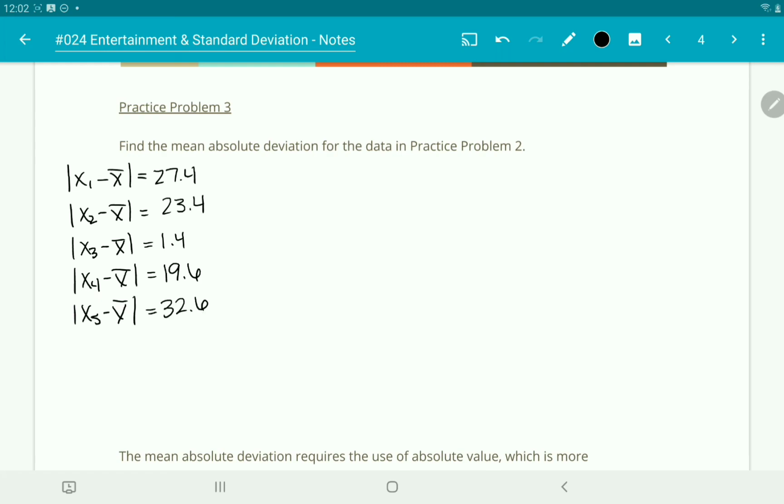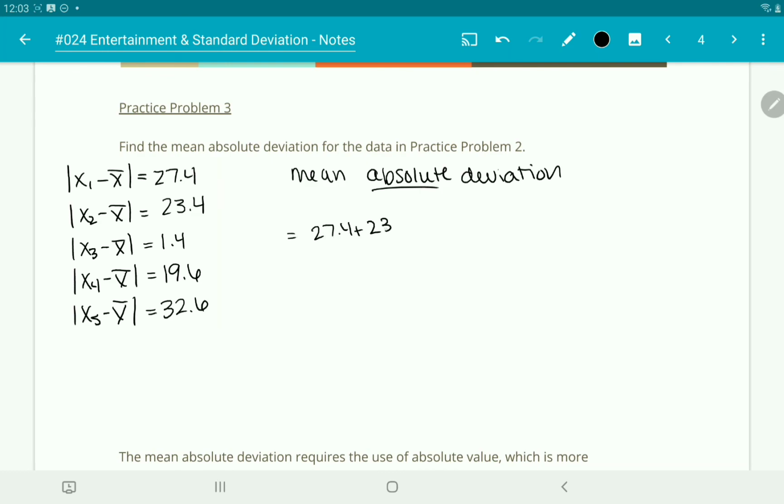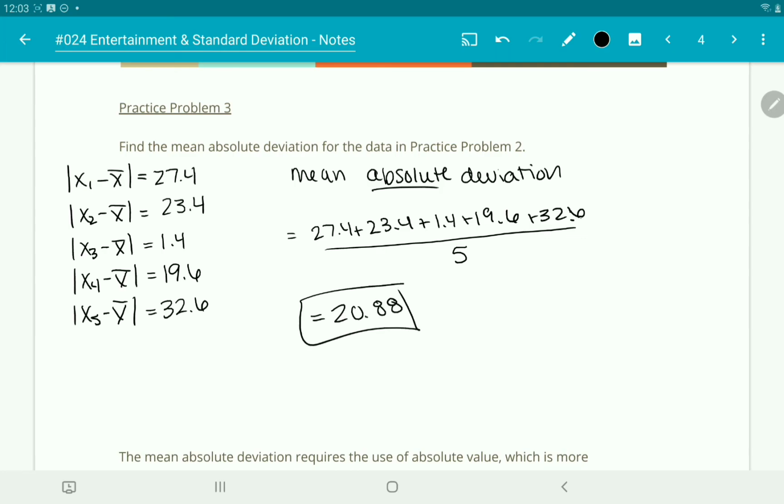That's all we're doing. So now, the mean absolute deviation, the word absolute meaning you're taking the absolute value, is going to be all of these added together, divided by 5 still. And that's going to give us 20.88. It doesn't cancel each other out to get to 0 because we made them all positive.